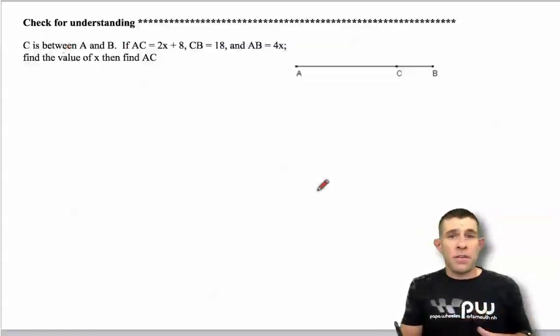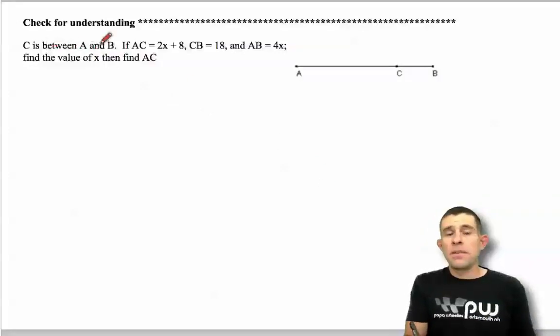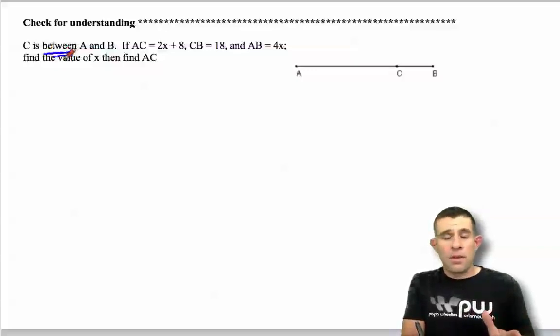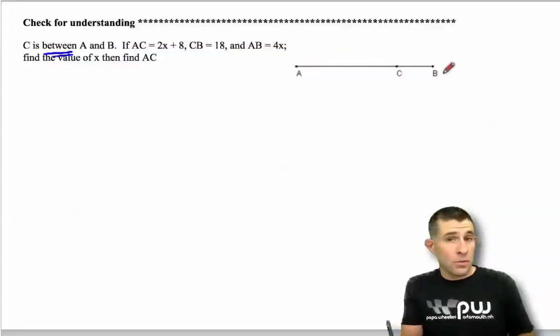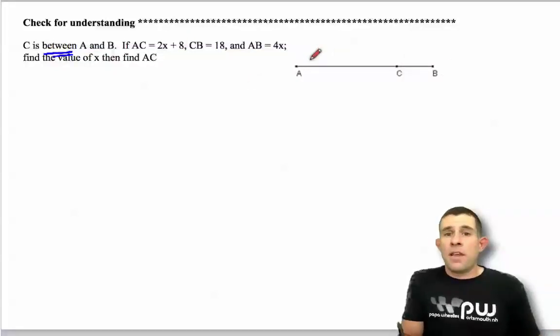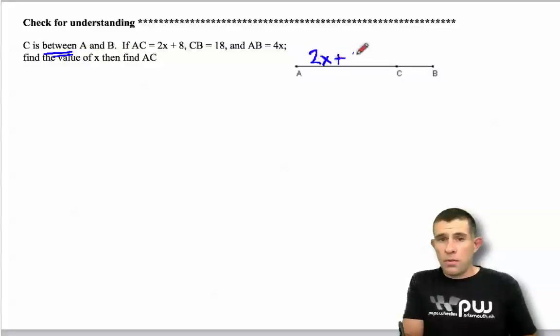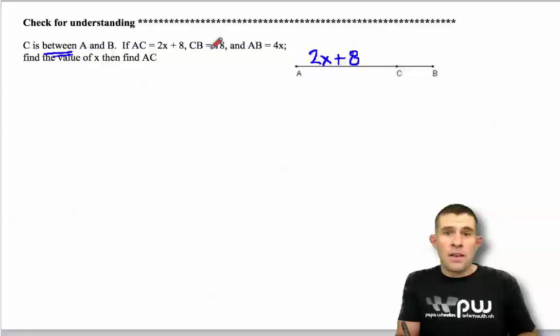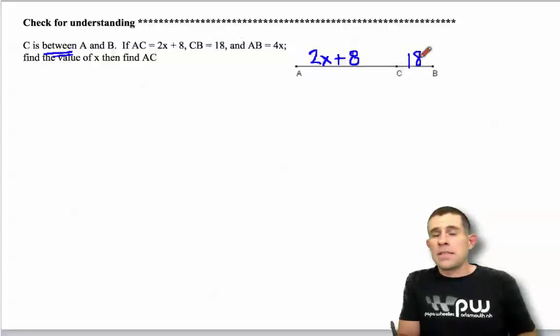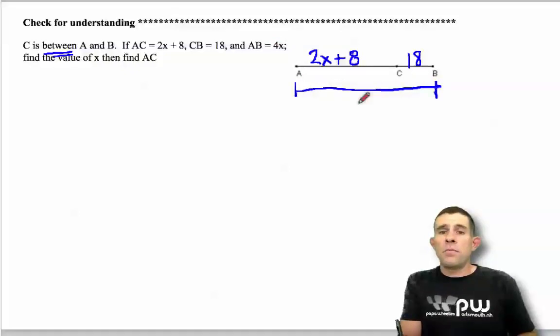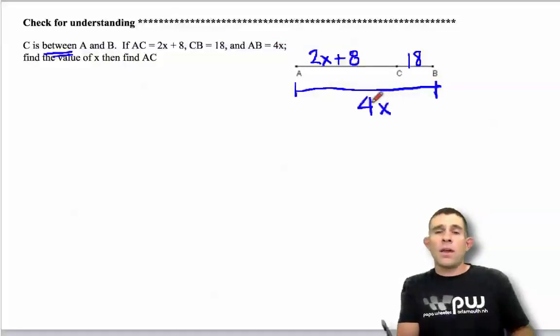All right, in our final example for today, we see that C is between A and B. Now notice it just says between, it doesn't say midpoint. So we don't know that AC is equal to CB. But it says AC is denoted by the expression 2x plus 8. So I'm going to label that. And I know that CB is equal to 18. We know that the whole segment AB is represented by this expression 4x.